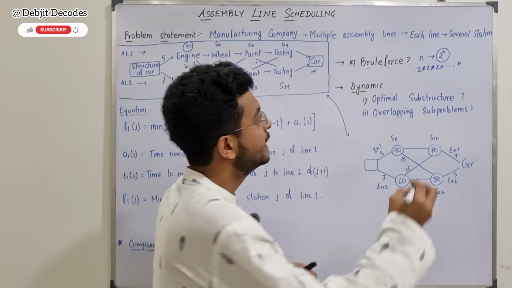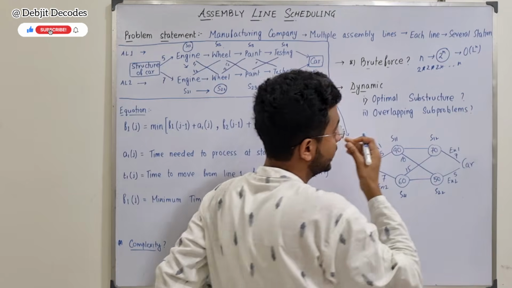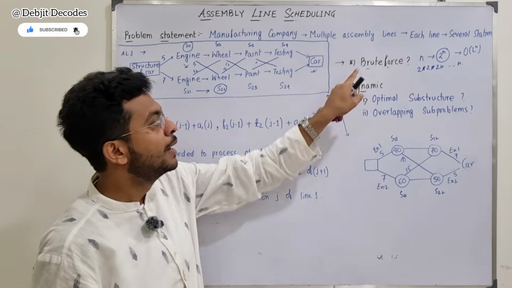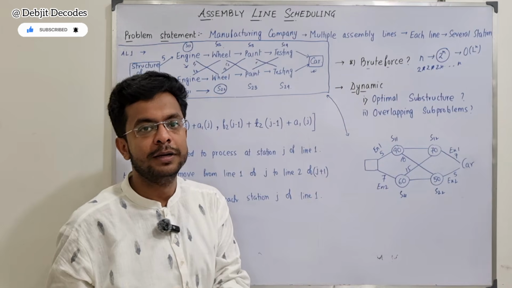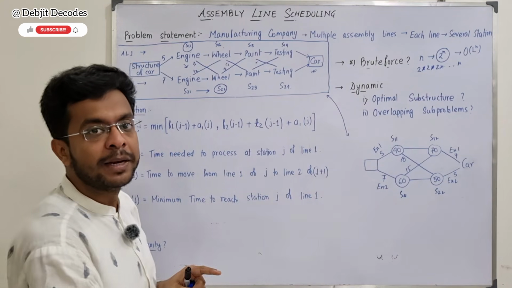So if you see, the time complexity becomes order of 2 to the power n. That is nothing but exponential time complexity. That's why brute force will not work. Now the question is, can we apply dynamic programming?